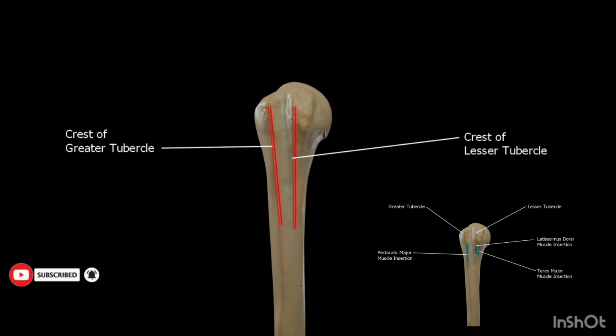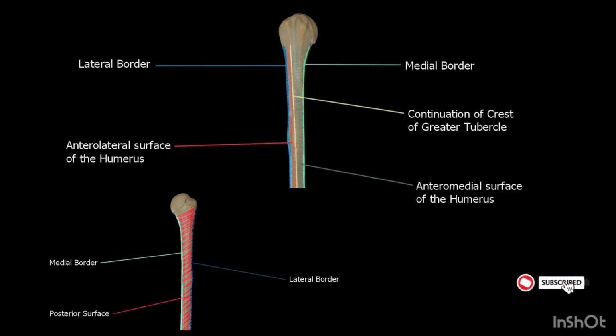Borders. Anterior: starts at the greater tubercle, divides the front into two halves. Medial: runs down the inner side, ending at the medial epicondyle. Lateral: runs down the outer side, ending at the lateral epicondyle. Surfaces. Anterolateral: between the anterior and lateral borders, outer front. Anteromedial: between the anterior and medial borders, inner front. Posterior: between the medial and lateral borders.